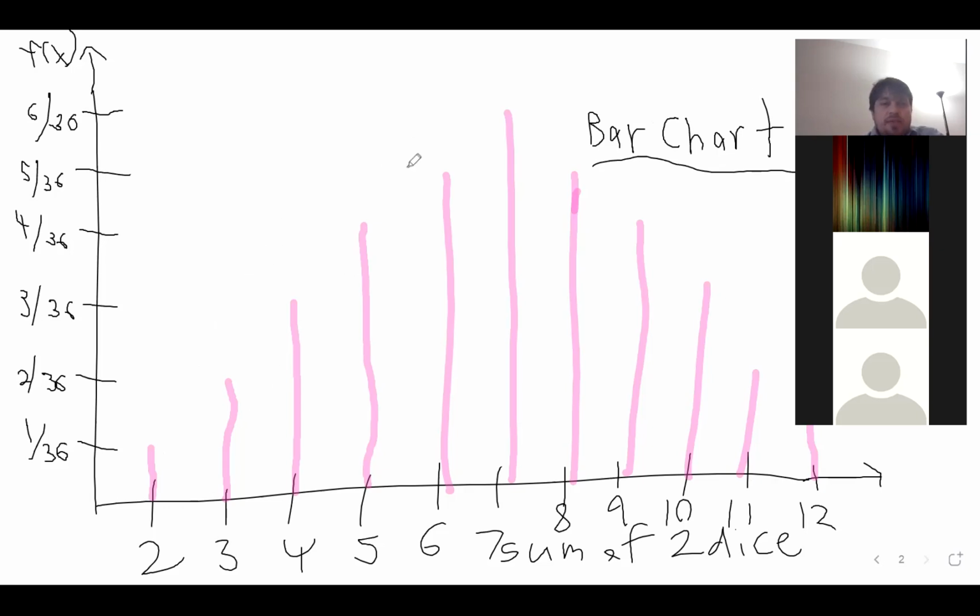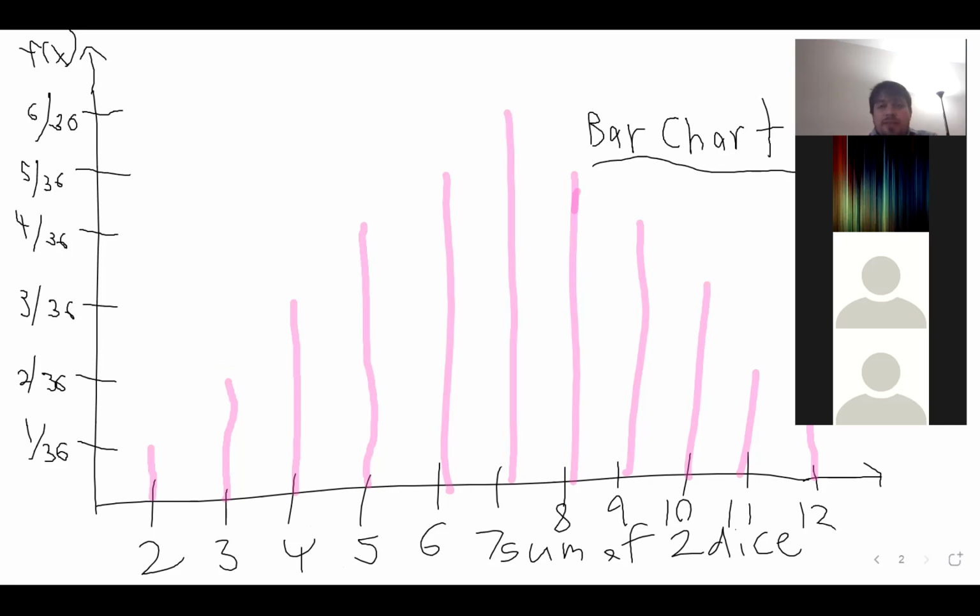So the height of the bar will tell you the probability. For instance, here. Don't draw the dotted lines, I'm just pointing out, for a sum of 6, the height of the bar is 5 over 36. That tells you that the probability of a sum of 2 dice being 6 is 5 over 36. And I'm going to get rid of the dotted line. The other corresponding heights will give you the corresponding sums and probabilities.